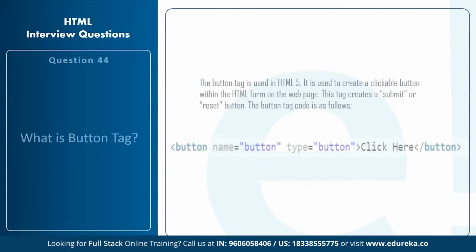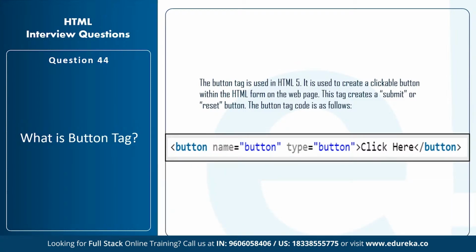Now moving on to the next question. What is a button tag? Now the button tag is used in HTML5. So what you can do is use it to create a clickable button within the HTML form on the web page. Not just that, it creates a submit or a reset button as well. And this button tag can be written as you can specify the name first. So suppose here is an example where I have specified the button name to be button, and then you can also specify the type here, and finally you can write the text. Suppose you can just insert click here or submit or anything that you want to specify for your button.